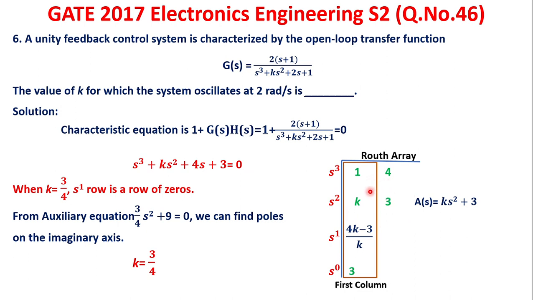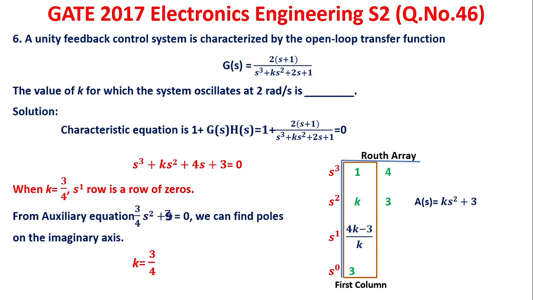We can find that whenever we want to get oscillation, that means we have to have imaginary roots. Imaginary roots are possible only when this becomes row of 0. So in that case, k has to be equal to 3 by 4. When k is 3 by 4, 4 into 3 by 4 minus 3, this will be 0. So the row is 3 by 4 s square plus 3. So it is not 9. So we will make a correction here. We change this to 3 by 4 s square plus 3.